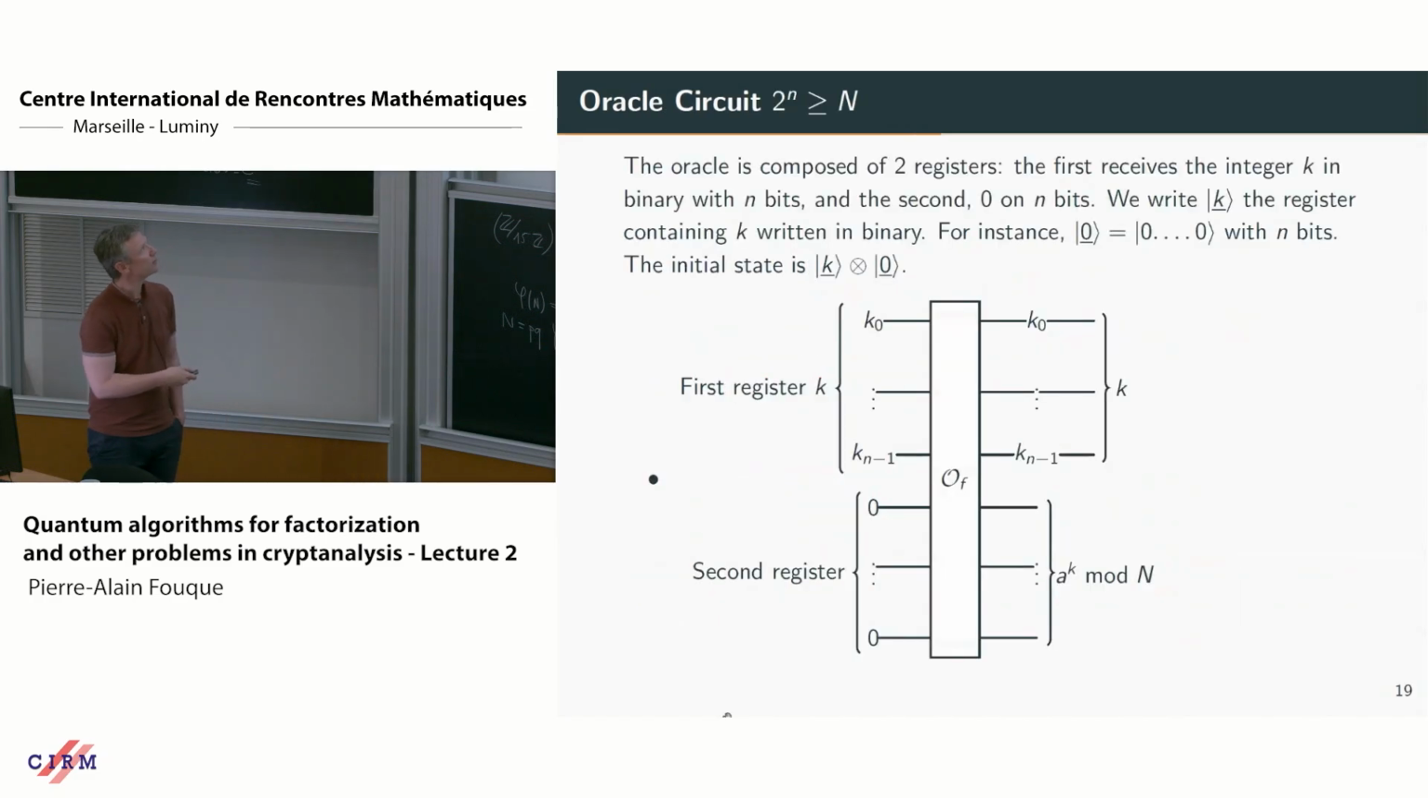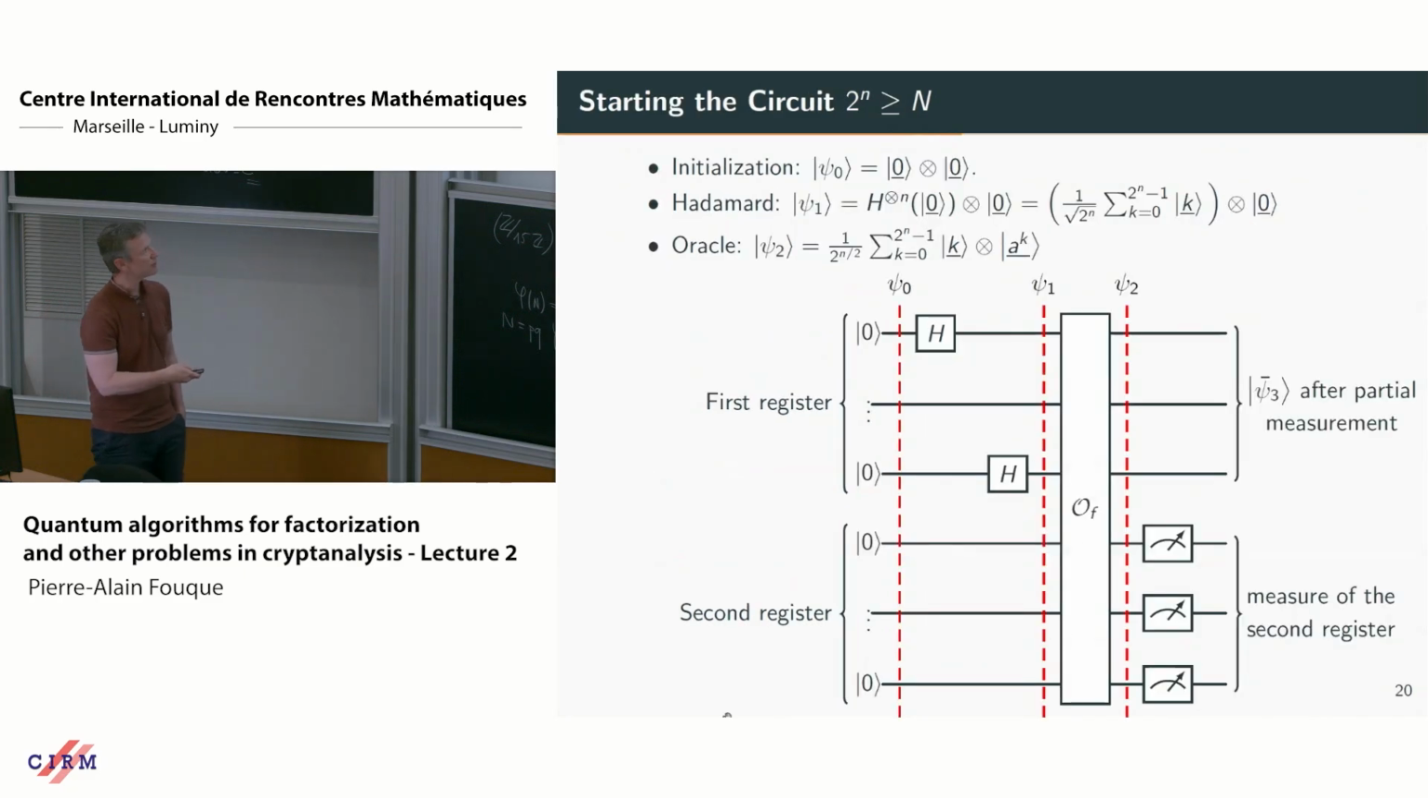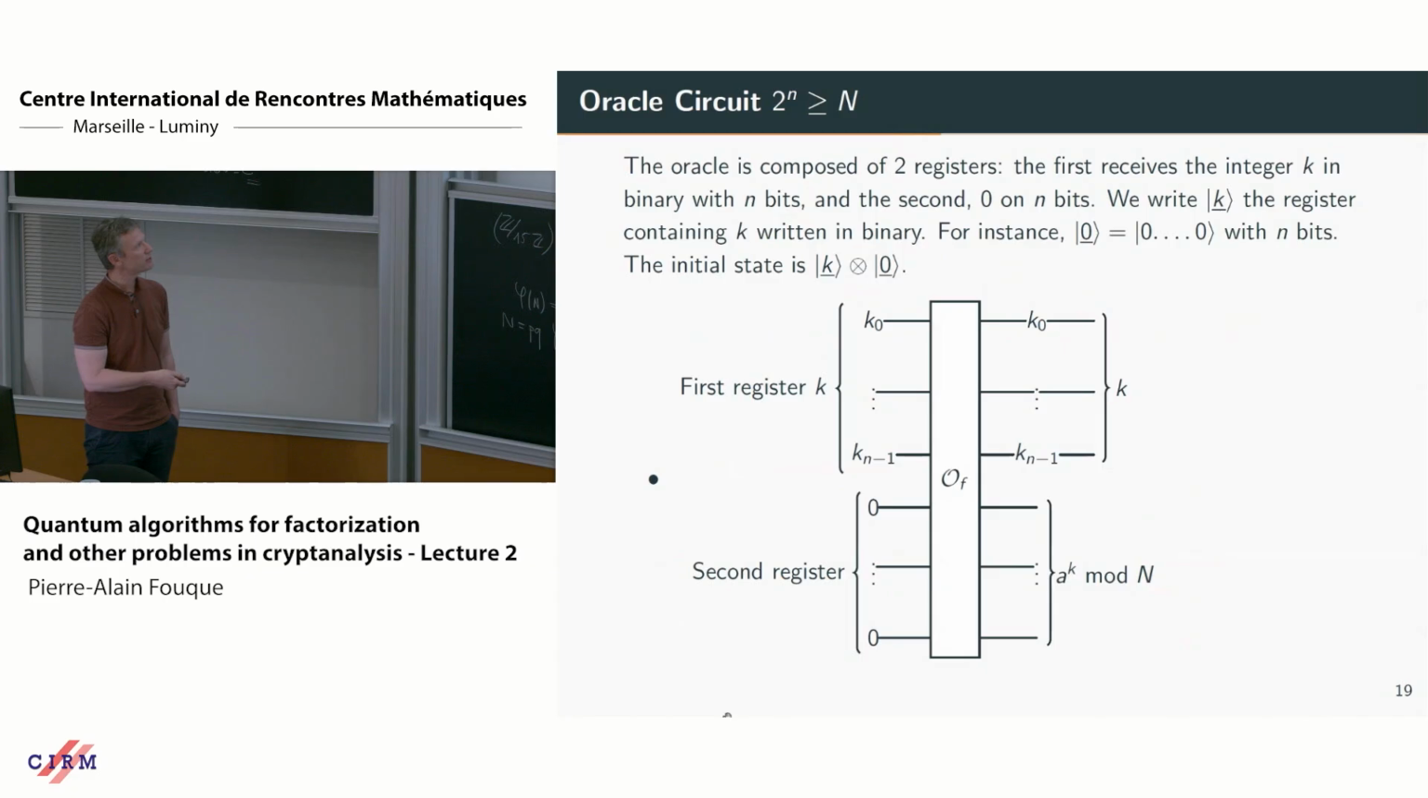So how does it work? It works as we did this morning. Here we just remind the first register with all the elements, so the bit decomposition of the element k, and this is the identity there. For the second register, we begin with 0 for each of the n lines, and at some point we will have the bit decomposition of the output a to the k mod n. I have not explained how we compute this function, because it's not an easy function, but I will explain a little bit later.